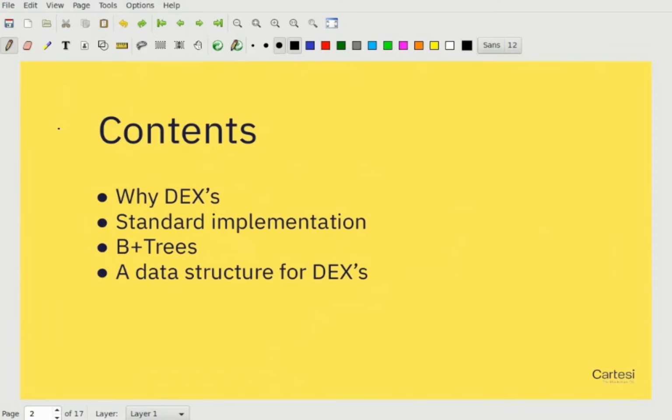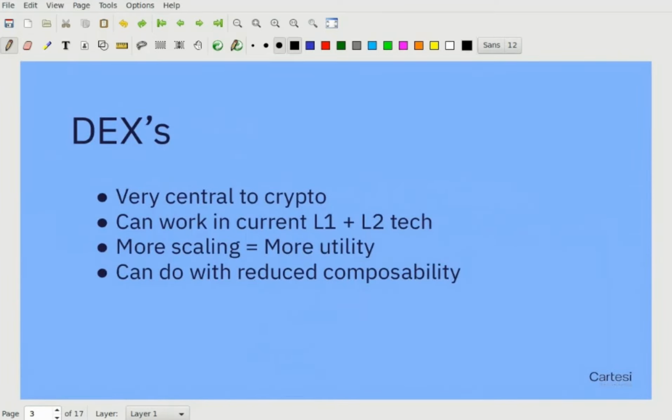I'm going to first explain why I think the DEXs are so important, talk a bit about how they are usually implemented in the centralized world, and then I'll explain why the standard implementation is not ideal and give some suggestion for possible alternative. Okay, so why the DEXs?